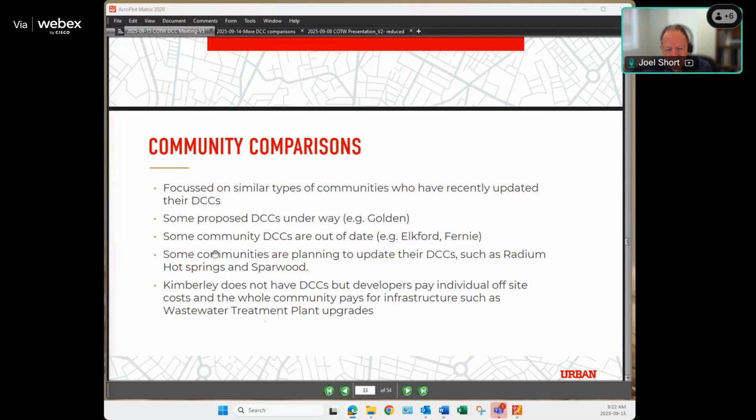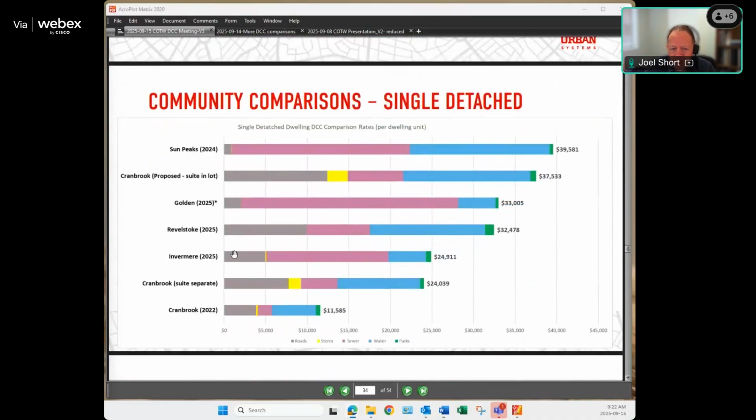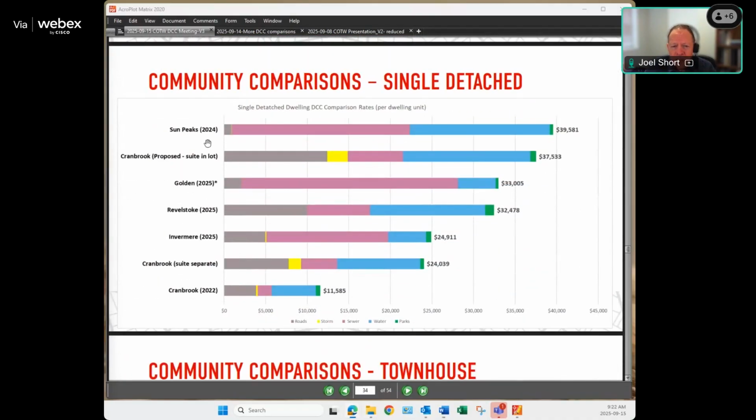And then when it comes to broader projects, the whole community has to pay for infrastructure, such as wastewater treatment plant upgrades. So all that being said, we've got a few comparisons here. Sun Peaks, just because they updated theirs just last year. And then we've got Cranbrook. This is with the suite included in the lot at the 37,000-ish. Then we've got Golden at about 33,000. This is for single detached.